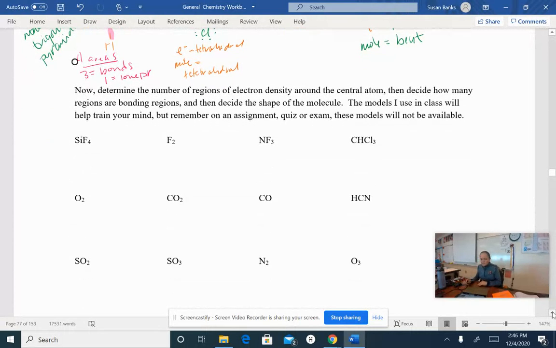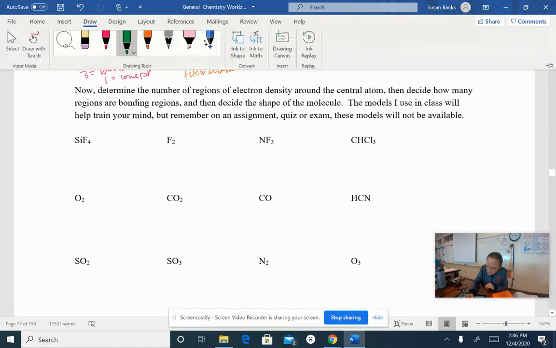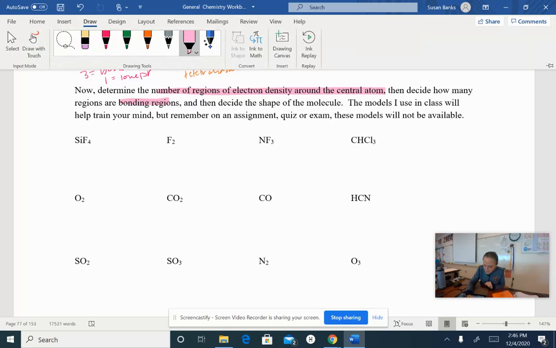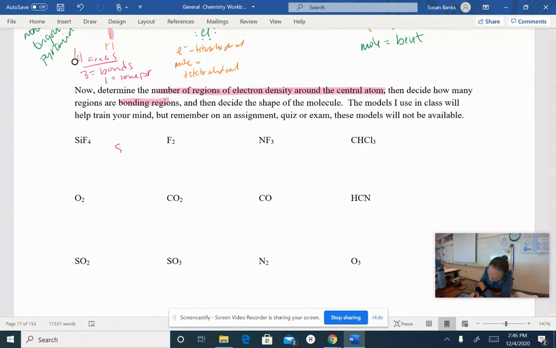Okay? Now, have you noticed that on each of these, we are determining the number of regions around that center atom, and then we decide how many are bonding regions and how many are lone pair regions? Okay? So, we're going to do some more practice. So silicon tetrafluoride, I'm just going to draw the Lewis structure here.